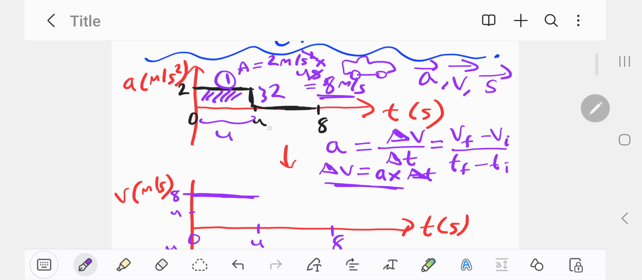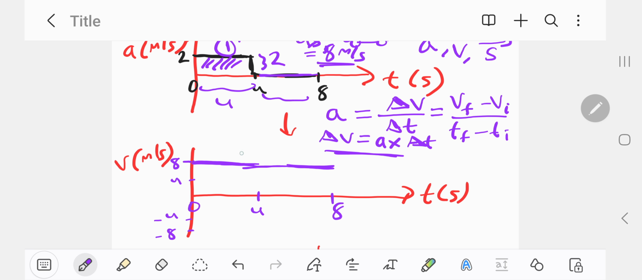Now, from 4 to 8 seconds, the acceleration is 0. If there's no acceleration, the velocity stays the same. I'll say that again. Acceleration by definition is the change in velocity, but since the acceleration is 0, you're moving at constant speed, your velocity, your speed stays the same. So it's just 8. Continues all the way to 8.